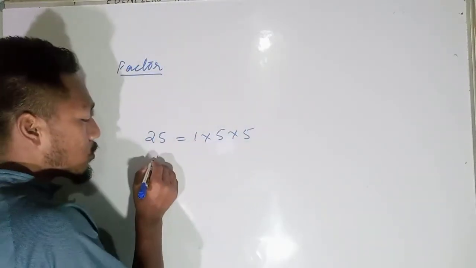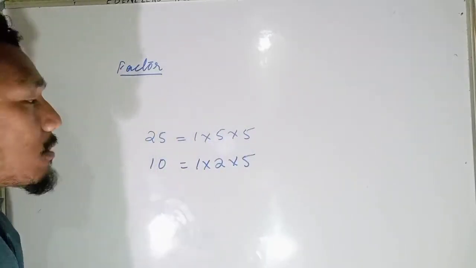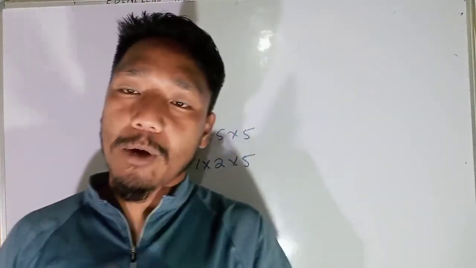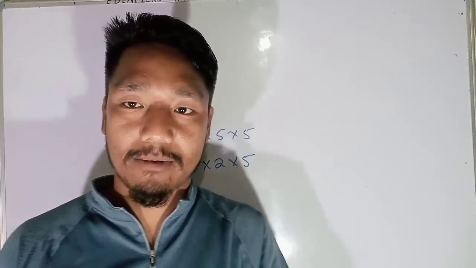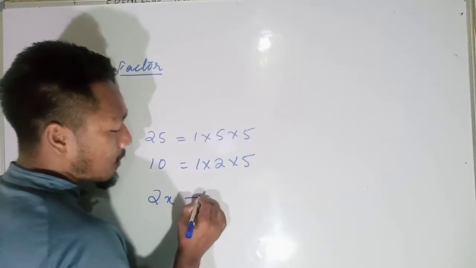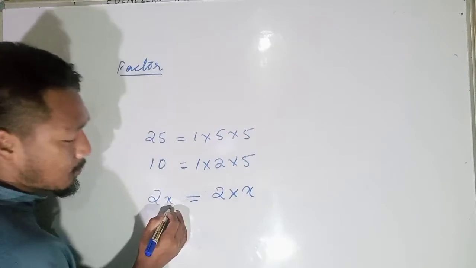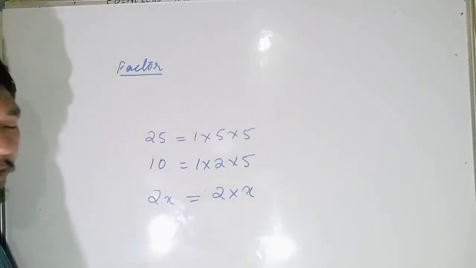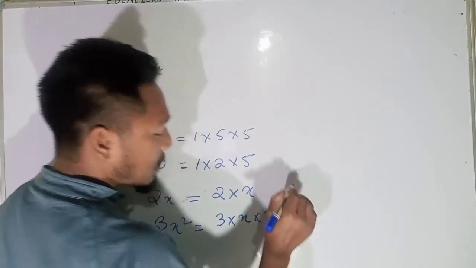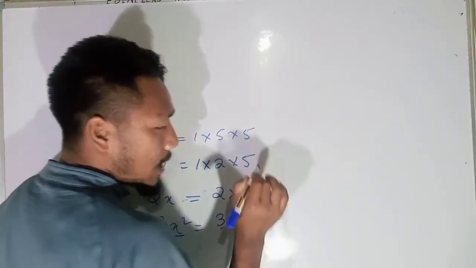When you talk about 10, what are the factors? 1 into 2 into 5 are the factors, right? So factors are the numbers, or literals, that multiply with each other. Literal means variables. If you talk about 2x, what is the factor of 2x? That will be 2 into x. 3x squared means 3 into x into x. That is what we call the factors of 3x squared.